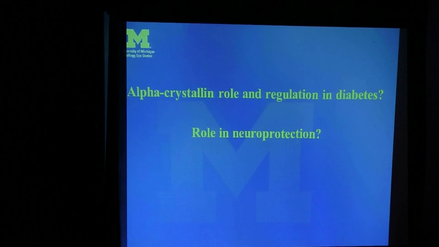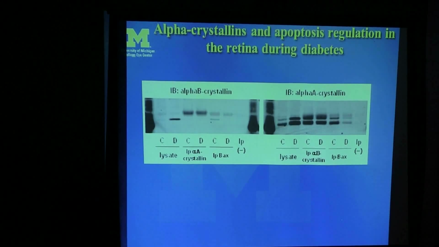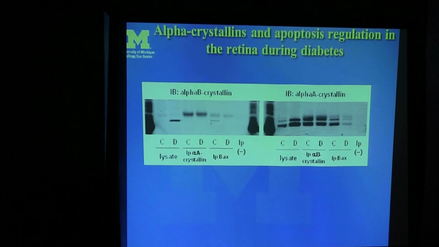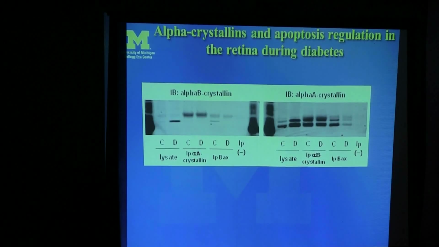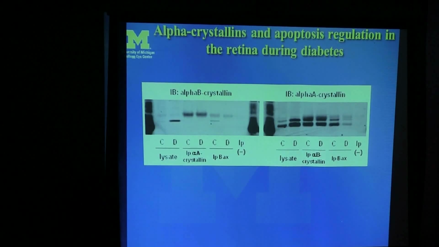Now, how does that match with what we've seen, and why is increased crystallin then not protecting the retina in diabetes? Well, this is how we looked at that. There was evidence in lens epithelial cells that crystallins interact with pro-apoptotic proteins such as BAX, and that this interaction prevents BAX from going into the mitochondria and forming the apoptopore. So we knew that alpha-crystallins were highly induced in diabetes, and we had also shown, though I'm not showing it here, that BAX is also increased in diabetes.